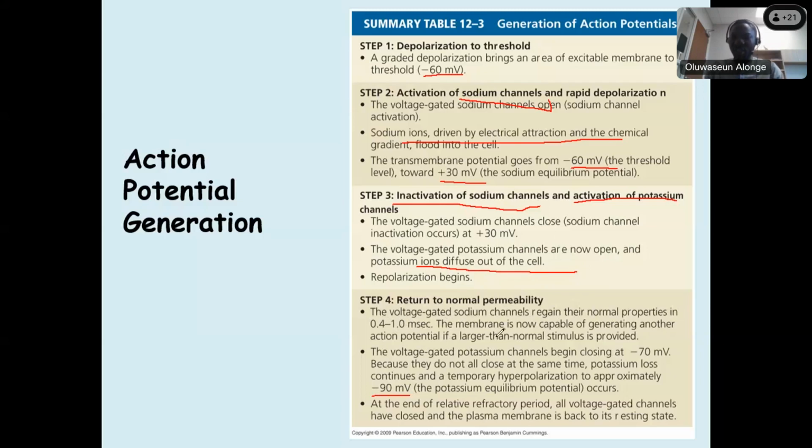I'll talk about that. If a larger stimulus is added, the voltage gated channels begin closing at negative 70. You see that? Because they do not all close at the same time, potassium loss continues and temporary hyperpolarization is going to happen. Now, what is going to happen at the end of the relative refractory period, which I'll talk about? All voltage gated channels have closed and the plasma membrane is back to its resting state. All right.